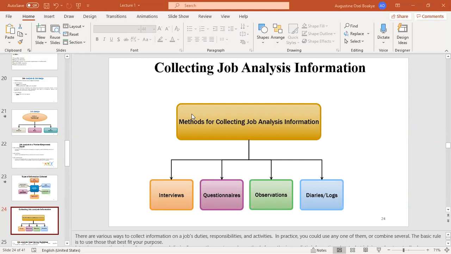So in your research methods, when it comes to strategies you can use to collect information from the field, strategies you can use to gather research data, you can use interviews, questionnaires, observations, diaries, and so on and so forth. It is the same knowledge that we are going to apply here, but it comes with some few derivatives. So as we go along, I'll be explaining them.